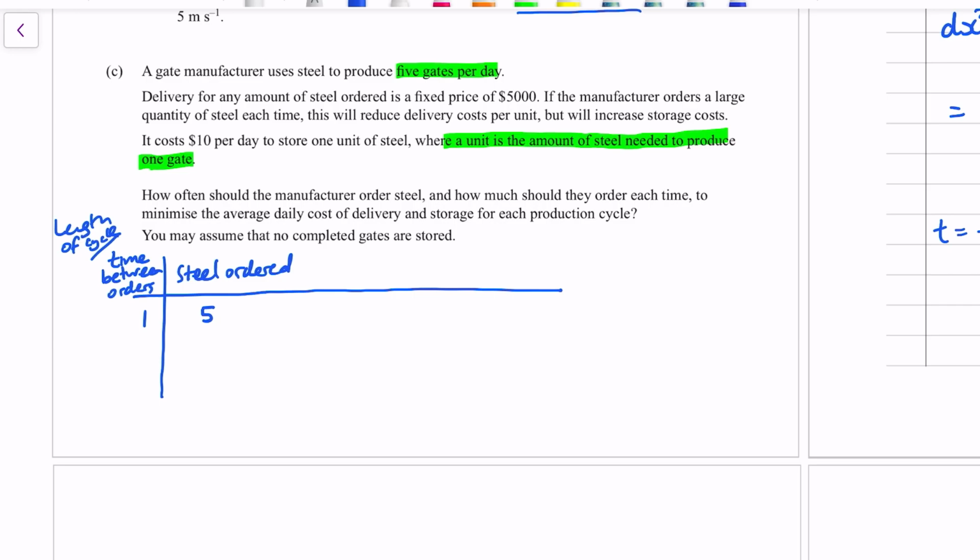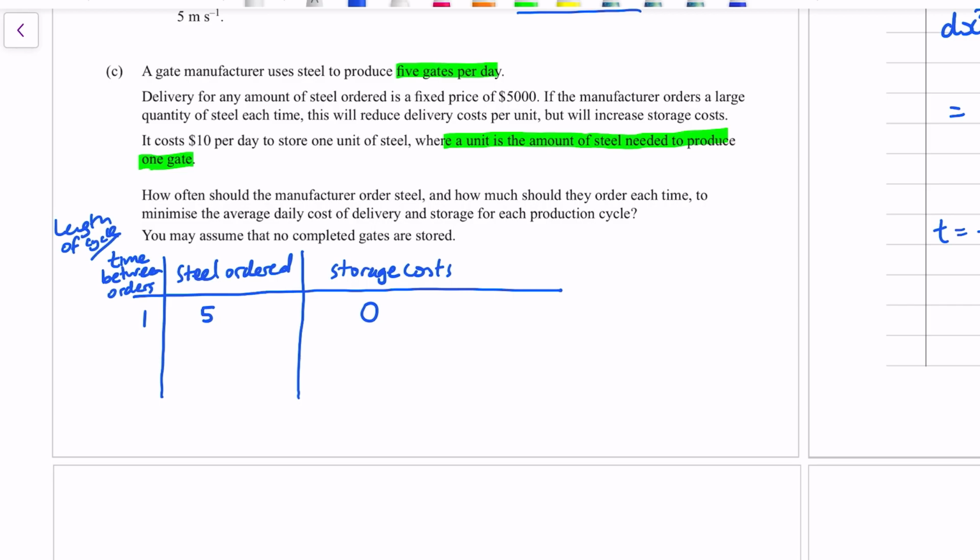Now, storage costs. They have to store the steel that they don't use. Well, there would be none. There'd be no storage costs if they were getting it delivered every day. They wouldn't have any left over overnight. I just kind of thought storage was an overnight fee. It's not quite clear in the question when the storage fees get applied.